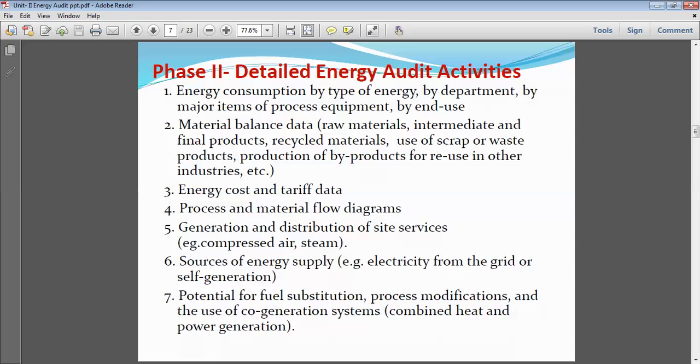It does not need much maintenance cost also. So this is the potential toward the substitution of fuels. Second, process modification. Can we do the process modification? For example, you have some industry. Instead of purchasing the raw material, you can purchase a second finished good material.